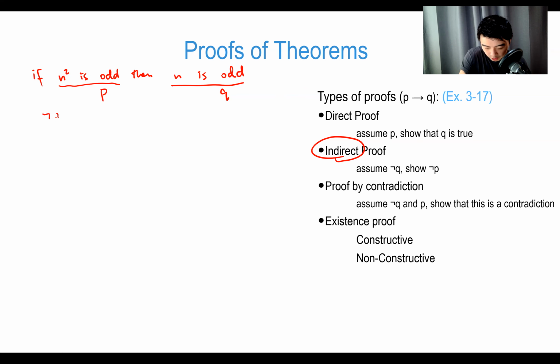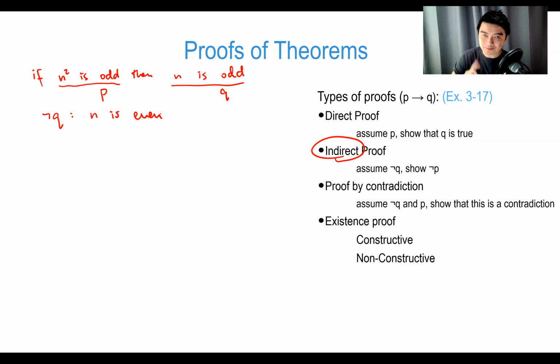So we have to assume not Q first of all, and then show not P. So essentially, we are showing the contrapositive of this rule, right? Showing the contrapositive of this rule. So what is not Q? Well, not Q is n is not odd. So if n is not odd, then that means n is even.